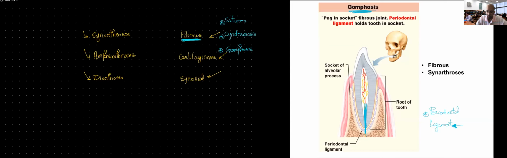All right. So this means I have no movement. So what would you classify the gomphosis as? Is it going to be synarthrosis, amphiarthrosis, or diarthrosis? Exactly, synarthrosis. They are thin arthritic joints.